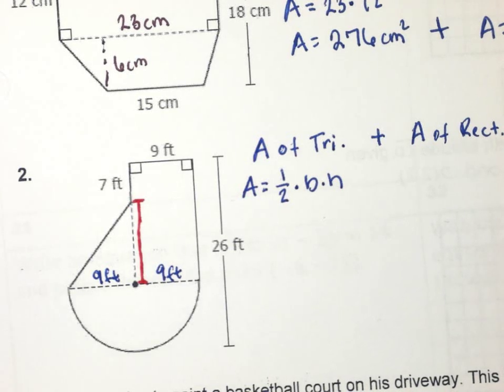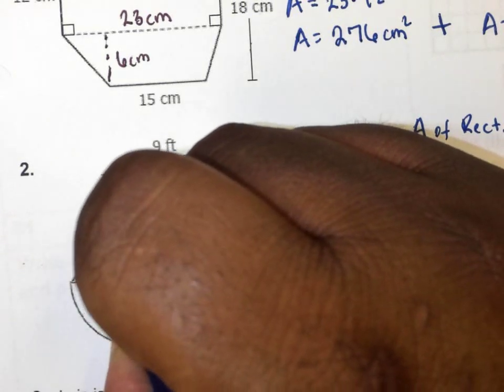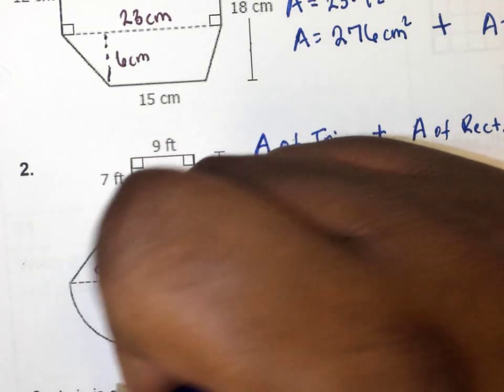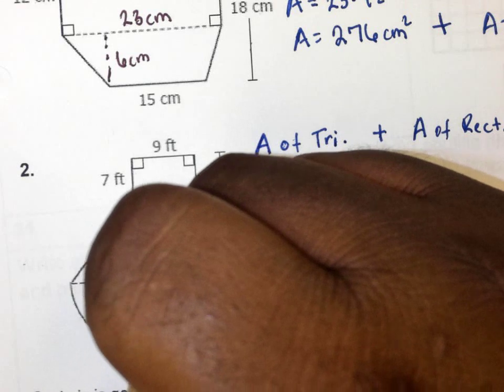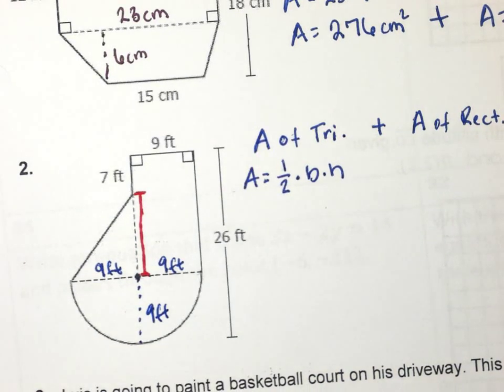What you should know about the radius of a circle. Radius stands out from the center of a circle out to each point on the circle. So I can extend my radius this way too. 9 feet right here as well. I wanted y'all to tell me that on your own, but whatever. You said the height was 9. The height ain't 9.